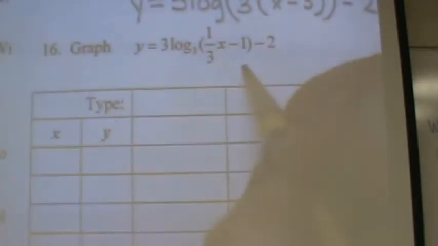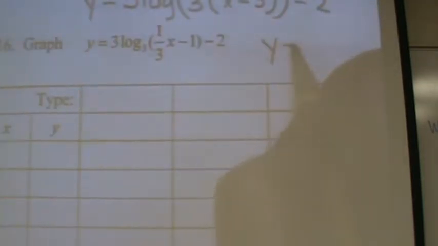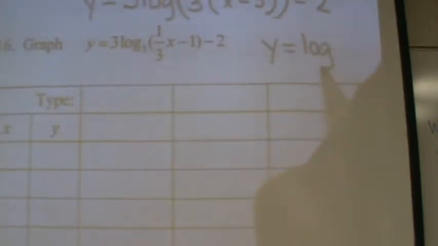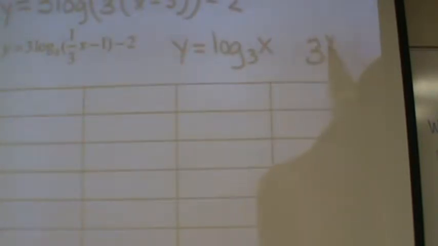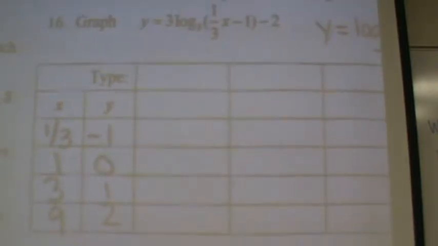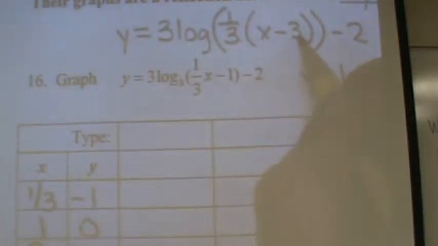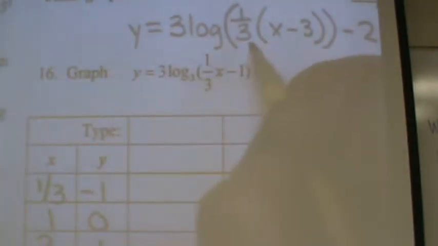The table of values, you start with your parent function. Your parent function is y equals the log of x base 3, which is 3 to the y power is x. So we did -1, 0, 1, 2. So 1/3, 1, 3, and 9. That's our parent function. So now step by step, can you tell me what to do here, here, here, and here? What's your first step right here?